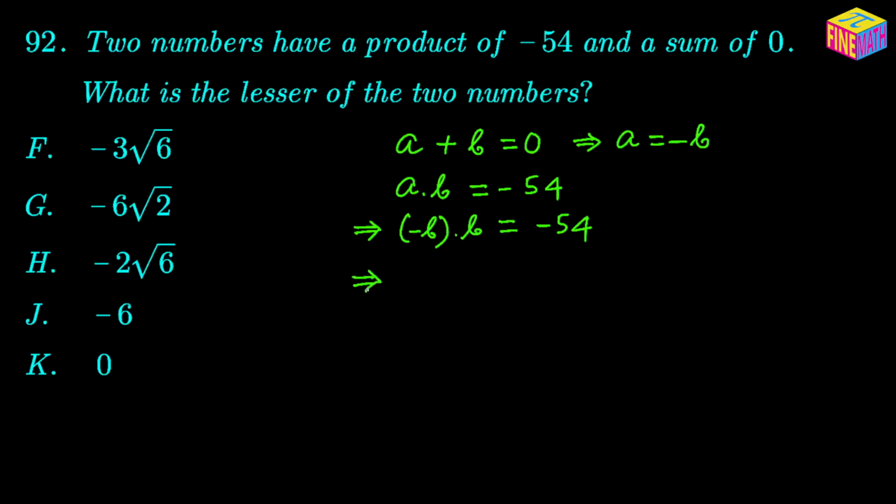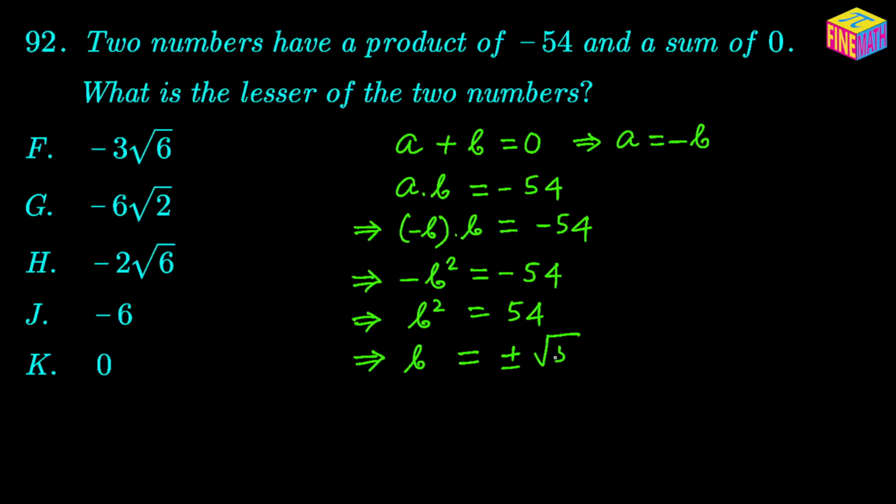That means we can say that negative b squared is equal to negative 54, and from here we can say, well, then definitely b squared is equal to positive 54, and then from here we can say, well, then b is definitely plus or minus square root of 54, which is actually plus or minus 3 square root of 6, plus or minus 3 times square root of 6.